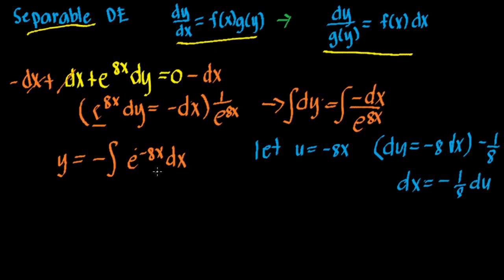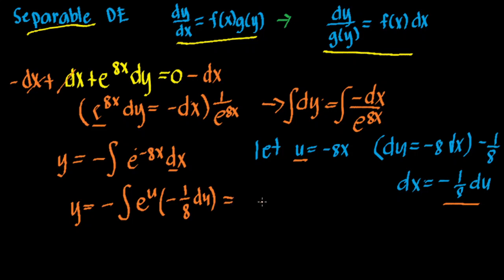Now all our x we will replace with u. y is equal to negative integral of e to the u, since our negative 8x is just u, and our dx is just this, negative 1/8 du. And we can move the negative 1/8 out of the integral, so we'll have 1/8 here, integral of e to the u du.